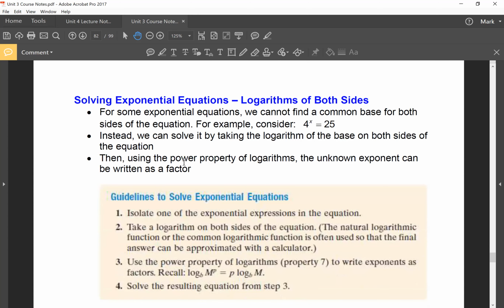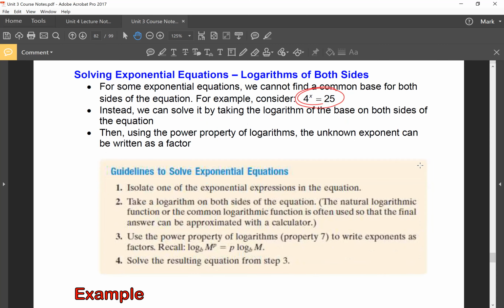For some exponential equations, and I'm going to actually say for most exponential equations, you cannot find a common base for both sides. So there's an example here, 4^x equals 25. There's no way that you can make a 4 and a 25 have the same base. It's impossible. But what you can do is use the power of logarithms to help you. So this is why logarithms are cool. So how do you do it?